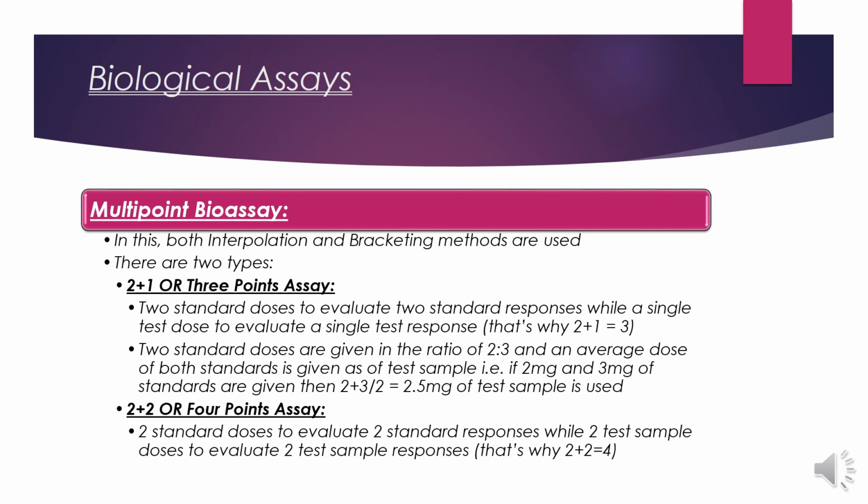So simply you can say if 2 mg and 3 mg of standard are given, then your test sample will be about 2.5 mg. So you have to take the 2 mg response, the 3 mg response of the standard, and the 5 mg response of the sample in a 3-point assay.